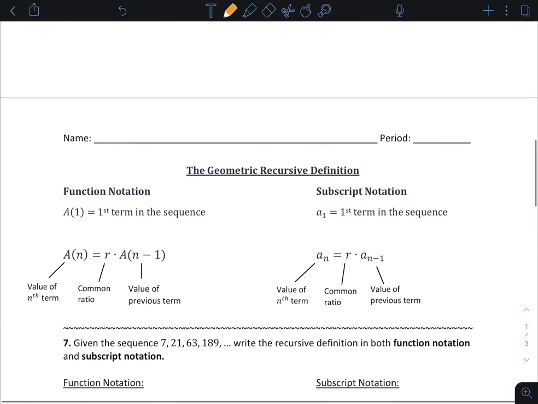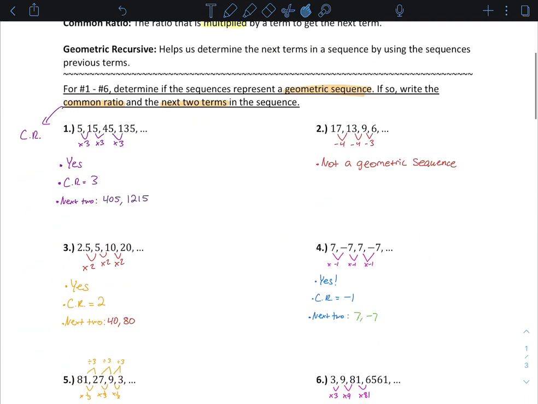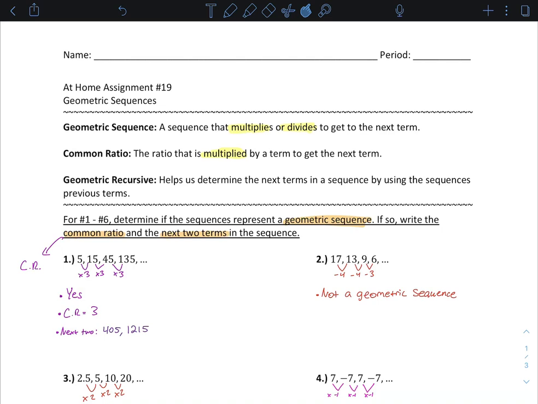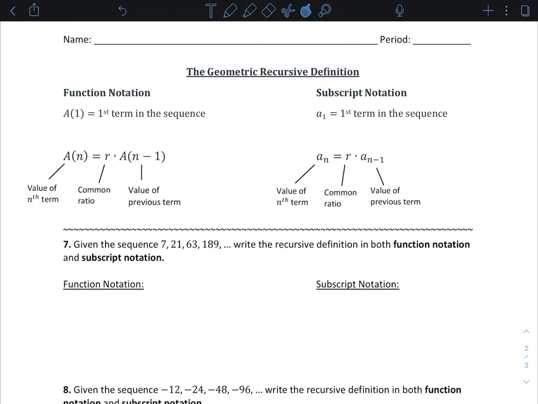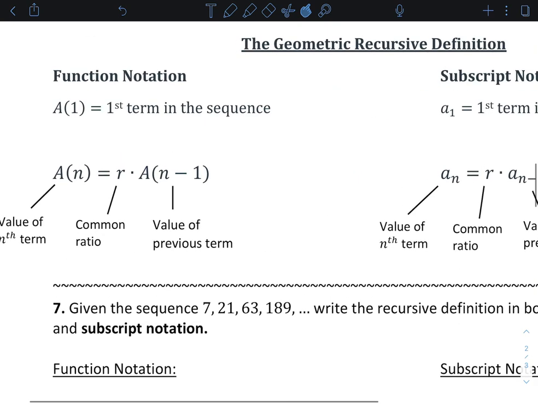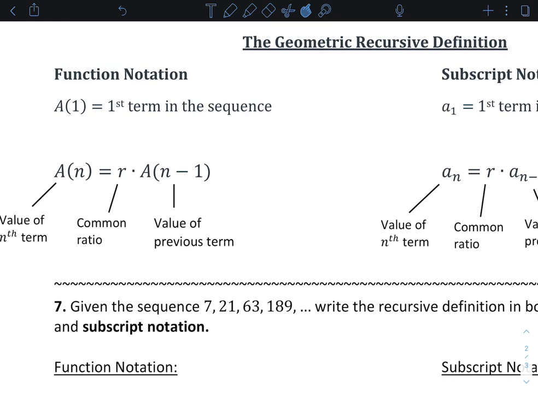Sweet. So let's go on to the recursive definition of geometric sequences. So we have two different ways to display the recursive definition. And again, as a reminder, the recursive definition just helps us determine the next terms in a sequence by using the sequence's previous terms. So we're going to use the previous terms to help us get the next terms. There's two different ways to write this. These are the same. There's just different ways to write it. So here we have two parts, an A1 and an AN.